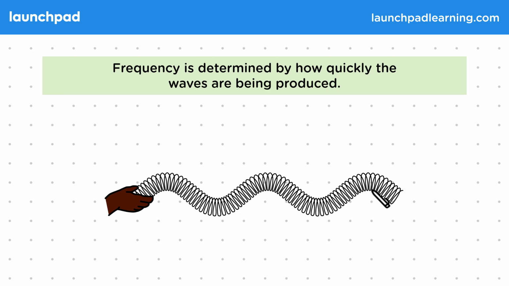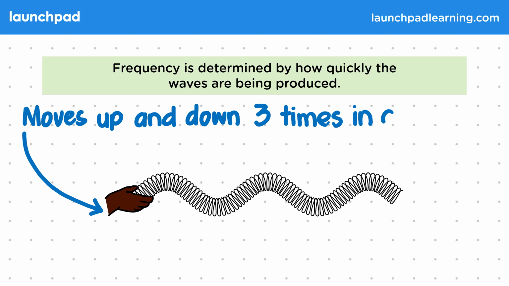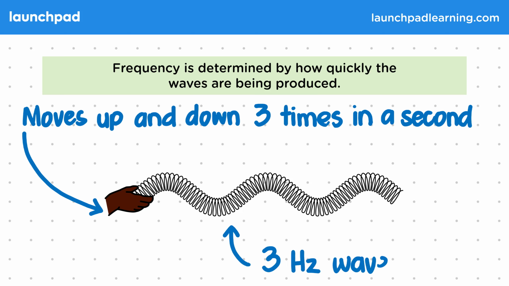Each time the hand repeats its motion, the wave repeats its motion. So the rate at which the hand moves is the rate at which the waves are produced and the rate of their cycle. In other words, if the person moves their hand up and down 3 times in a second, then a point in the spring will move up and down 3 times in a second. So this is a 3 hertz wave.